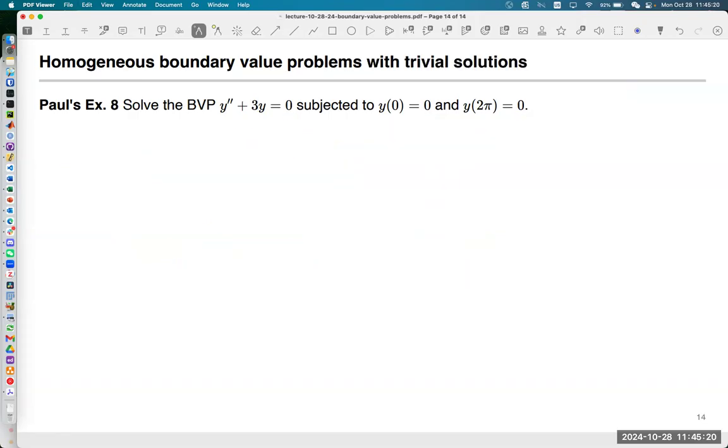Okay. I think this is the last one. So solve for the BVP, this one. So this is homogeneous, homogeneous, homogeneous. This is homogeneous boundary value problem. This is original function, so type 1 condition.